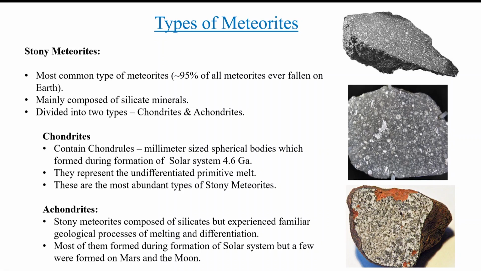So chondrites contain chondrules, which are millimeter-size spherical bodies that formed during the formation of the solar system, around 4.5 to 4.6 billion years ago. They also represent the undifferentiated primitive melt, and they are the most abundant type of stony meteorites. Then you also have achondrites, which are stony meteorites composed of silicates but which experienced geological processes of melting and differentiation. Most of them formed during the formation of the solar system, but a few were also formed during the formation of Mars and the Moon.